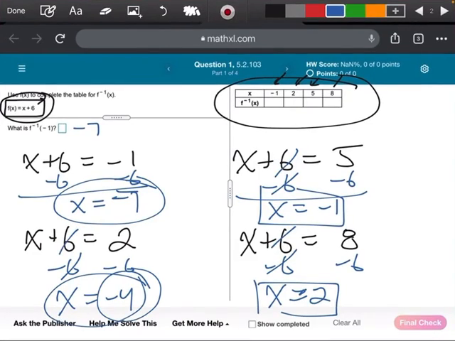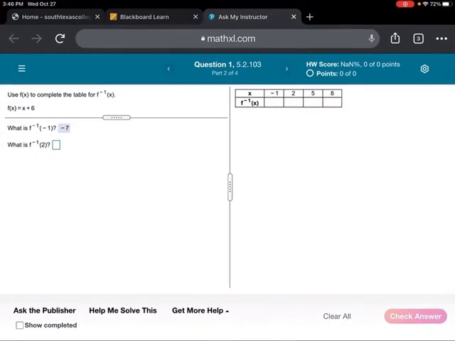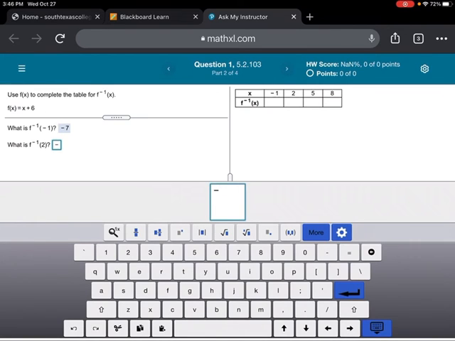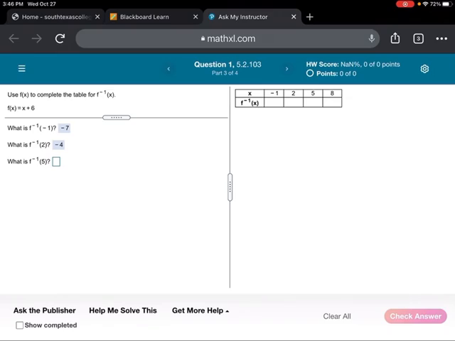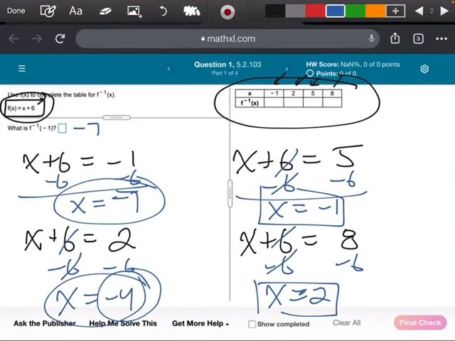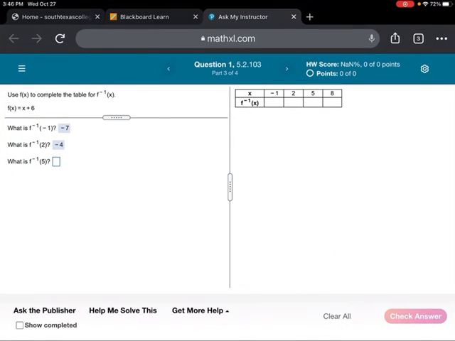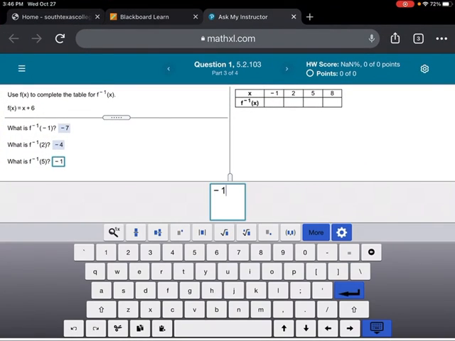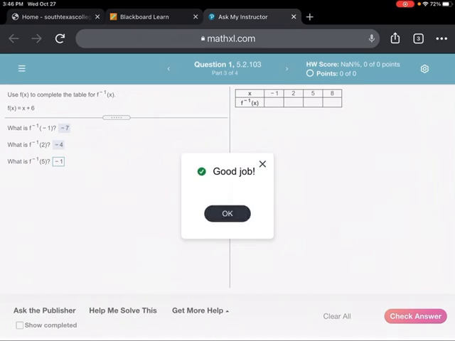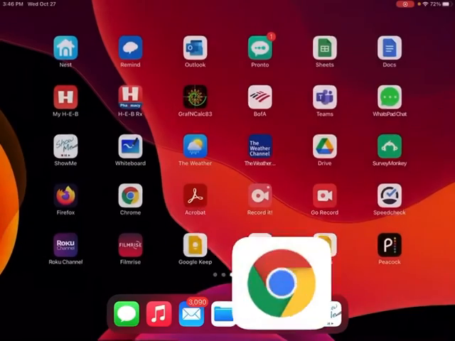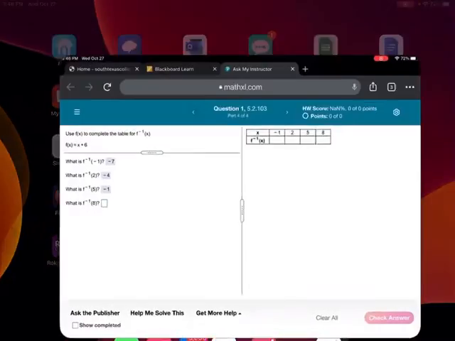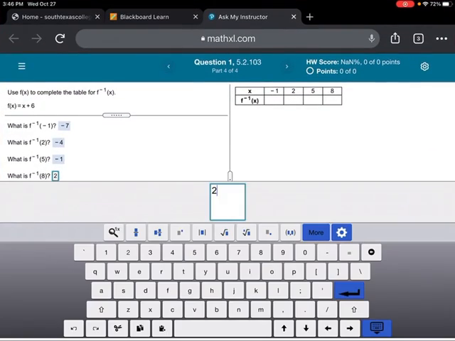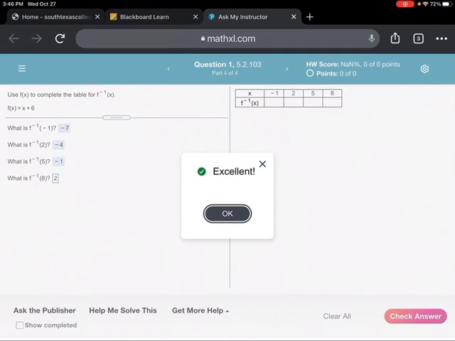Look at 2. Let me come back and answer. When we did it at 2, we came up with a -4. So right here, I'm going to type in -4. Check it. Very good. Now at 5, what do we get? We got a -1. So I'm going to put a -1. Excellent. And then at 8, we came up with a 2. So right here, I'm going to put in the 2. I'm going to check it.